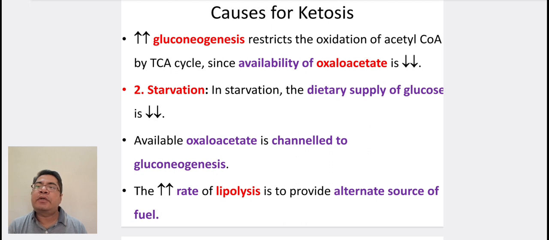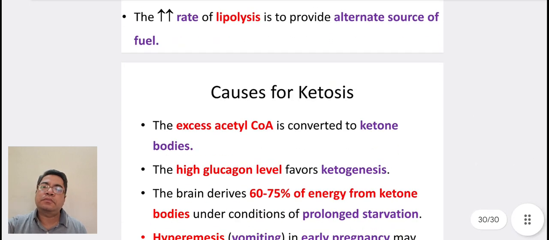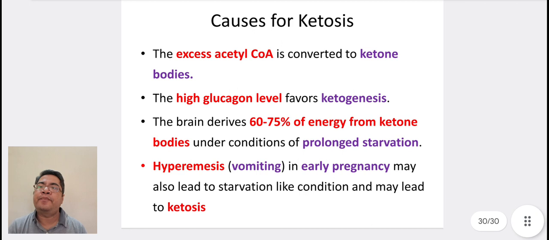Second cause can be starvation. In starvation, dietary supply of glucose is decreased. Availability of oxaloacetate is channeled to gluconeogenesis. The increased rate of lipolysis is to provide an alternate source of fuel. The excess acetyl-CoA is converted into ketone bodies. The high glucagon level favors ketogenesis.